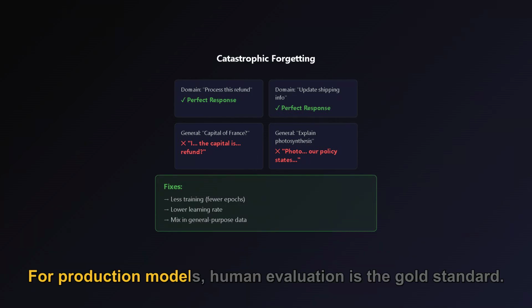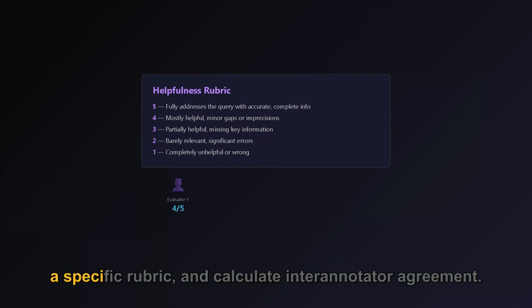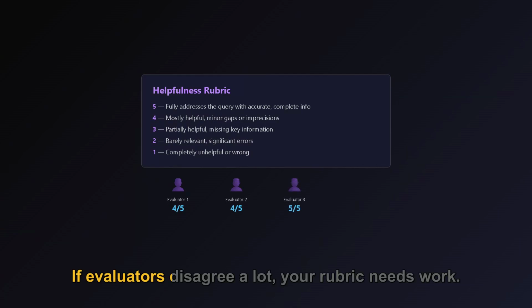For production models, human evaluation is the gold standard. Create 100 to 200 examples, get at least 3 people rating each one with a specific rubric, and calculate inter-annotator agreement. If evaluators disagree a lot, your rubric needs work.